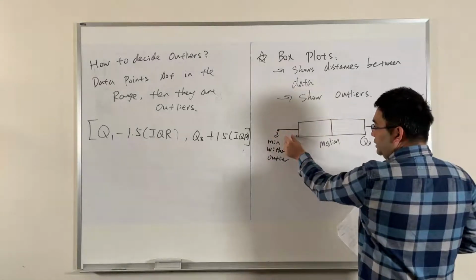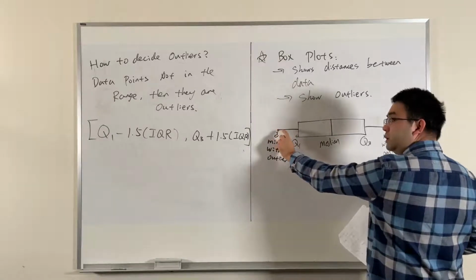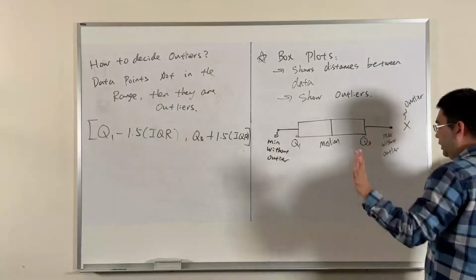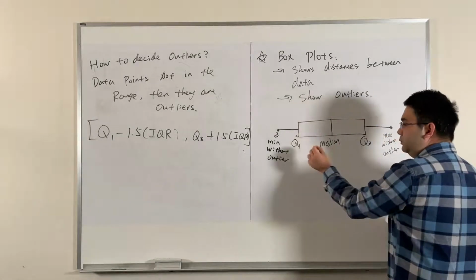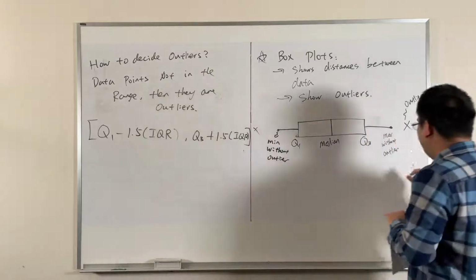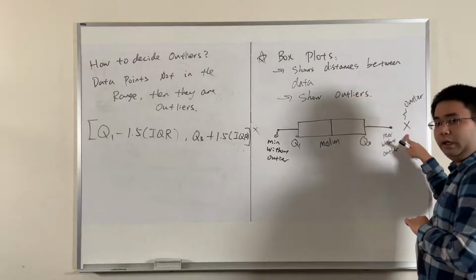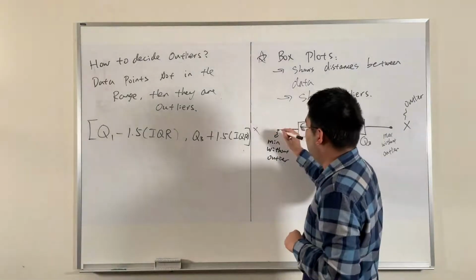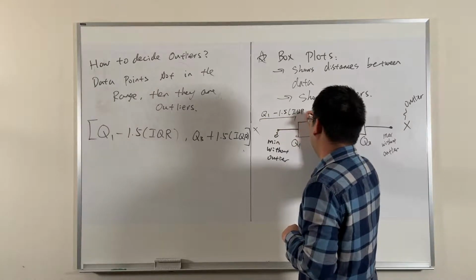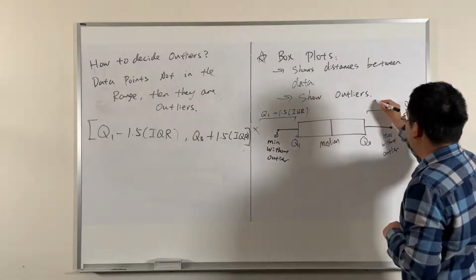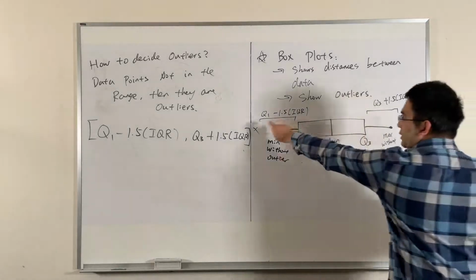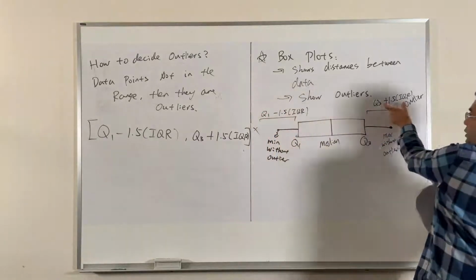This line ends at a point, and that point stops it. If you take out all the outliers, the minimum value is here, this dot, and the maximum value is here. If any value is less than the range here, you put an X, and that's your outlier. If any value is bigger than this range, you put an X here. The range here is calculated by Q1 minus 1.5 times IQR, and the range here is Q3 plus 1.5 times IQR. Any value less than the lower limit or bigger than the upper limit is an outlier.